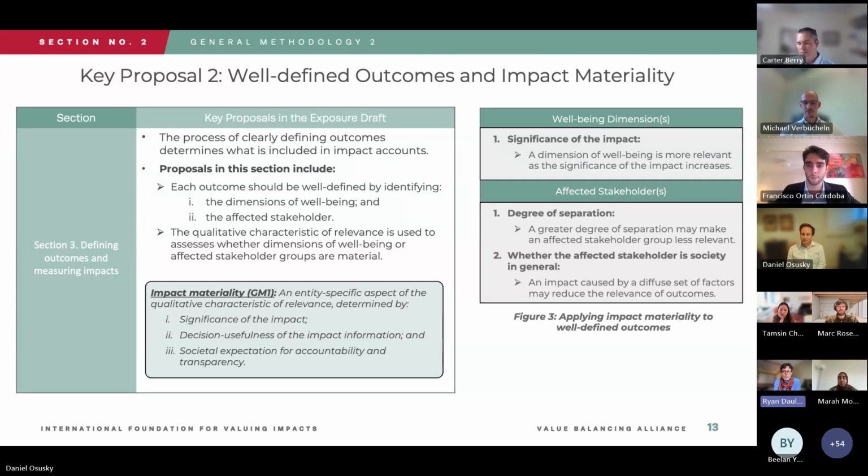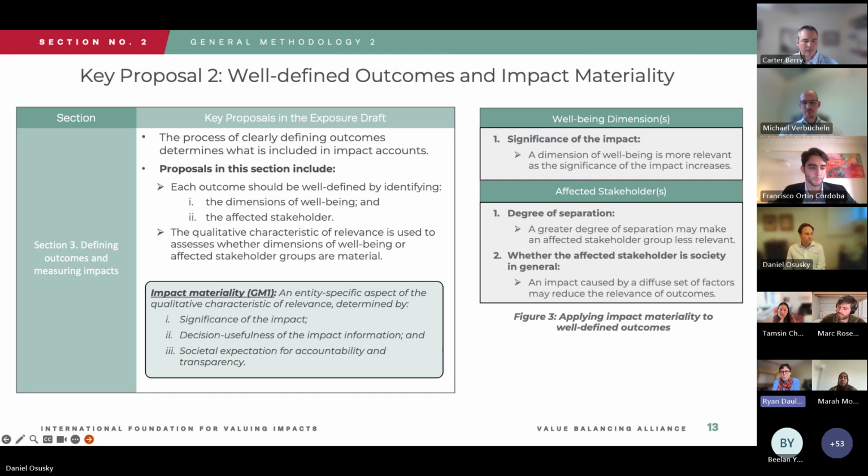A quick refresher from General Methodology 1. Impact materiality is understood as an entity-specific aspect of relevance. So materiality is specific to each entity or each company, and we use three different variables to decide whether something is material. One, it's the significance of the impact. How big is it? What is the scale or scope on the person who's harmed or benefited? Two, how useful is the information that stems from the impact? Can companies affect outcomes by making different decisions? And then three, is there a societal expectation for transparency and accountability related to that impact or topic?